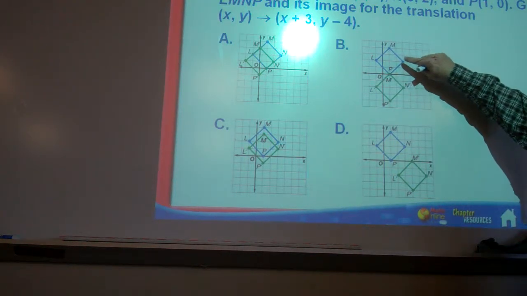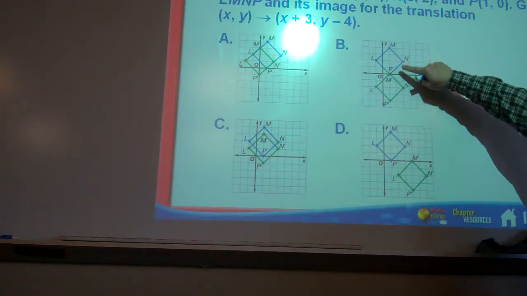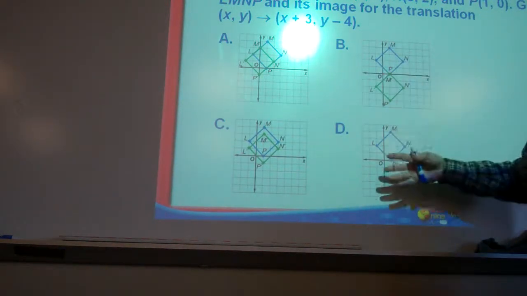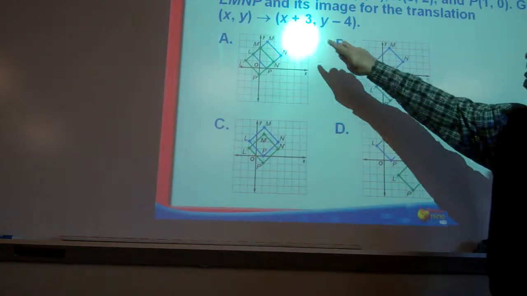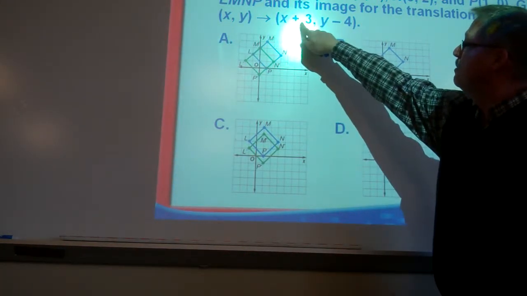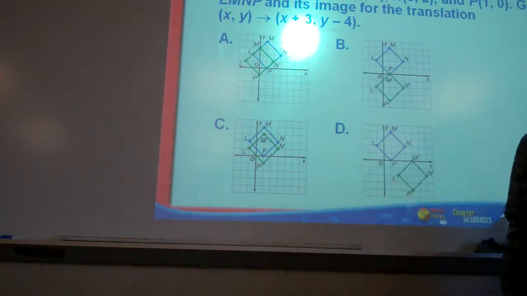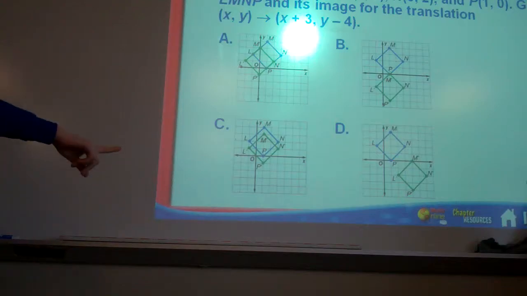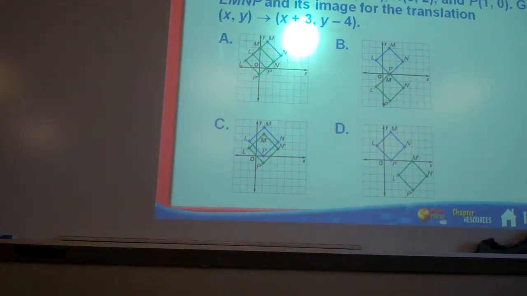We have this blue quadrilateral, same spot in every picture. Which one of these answer choices shows that it was moved 3 to the right, 4 down? She says D. We can check that. Bam!